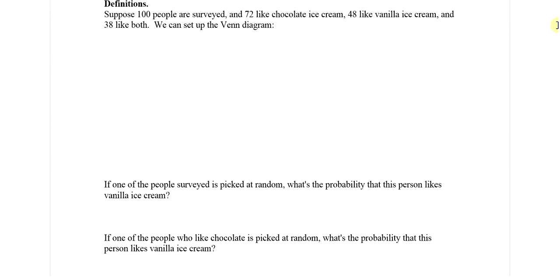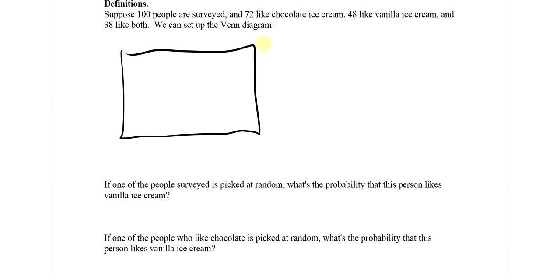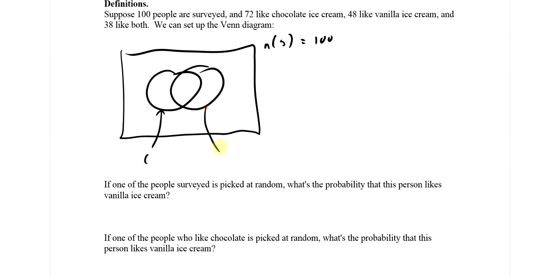So, we'll start with an example. Suppose 100 people are surveyed, 72 like chocolate ice cream, 48 like vanilla ice cream, and 38 like both. Right? And so this is the beginning of a Venn diagram. Our sample space is the 100 people surveyed. We have a little circle for chocolate people, a little circle for vanilla people. Looking at the data, 38 like both, so that's 38 in the middle.